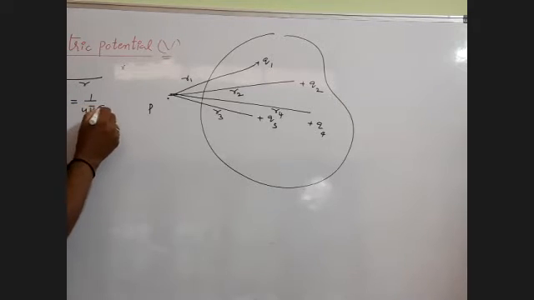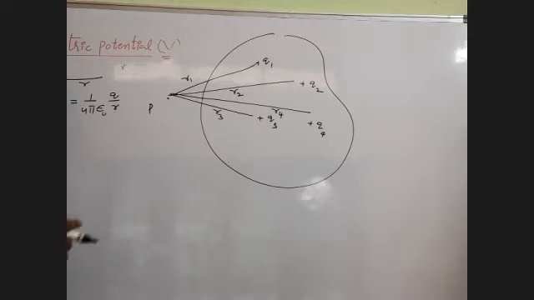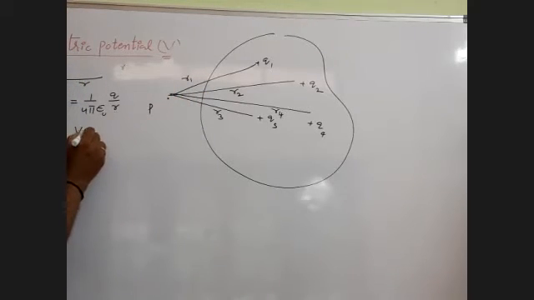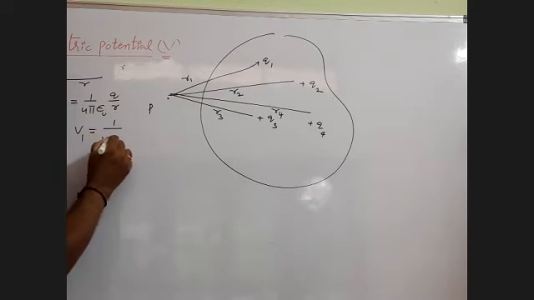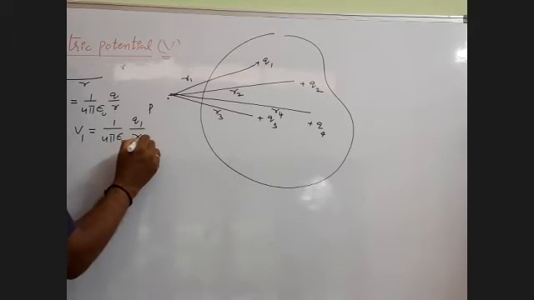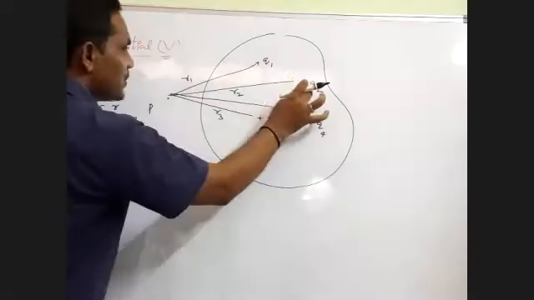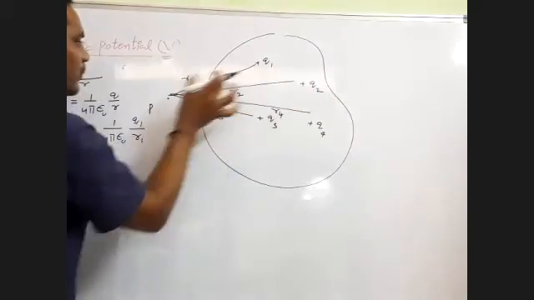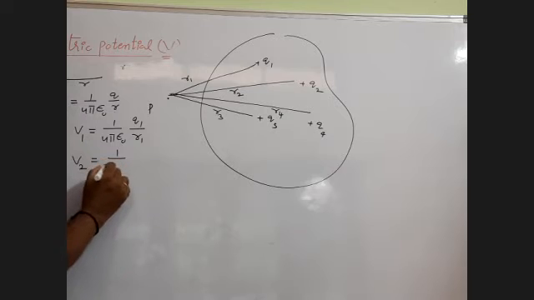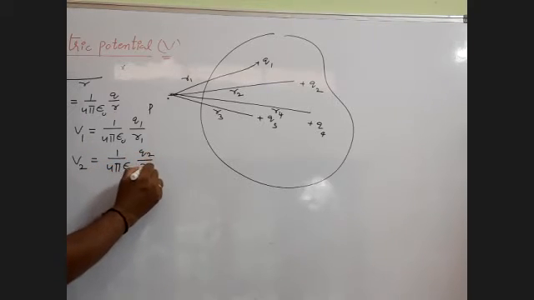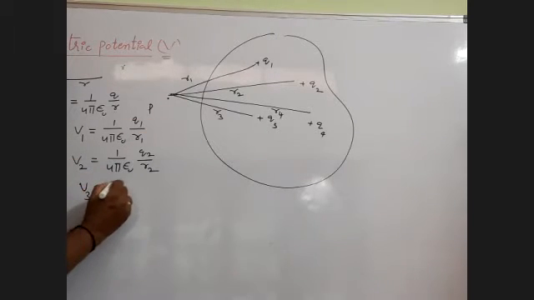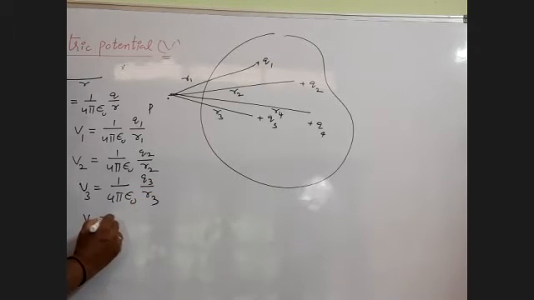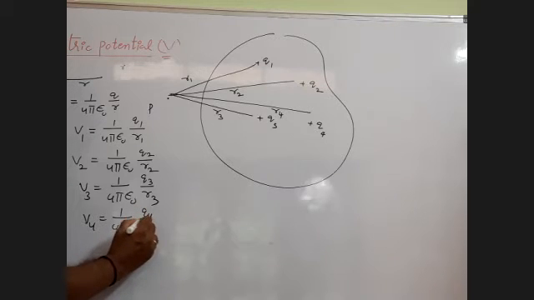V is equal to 1 by 4 pi epsilon naught Q by R. Then according to this, the potential due to the charge Q1 at the distance R1, let us write V1, V1 equal to 1 by 4 pi epsilon naught Q1 by R1. Electric potential due to the charge Q2 at the distance R2, because the point P is at the distance R2 from Q2. V2 equals 1 by 4 pi epsilon naught Q2 by R2. Similarly, V3 is equal to 1 by 4 pi epsilon naught Q3 by R3, and V4 is equal to 1 by 4 pi epsilon naught Q4 by R4.